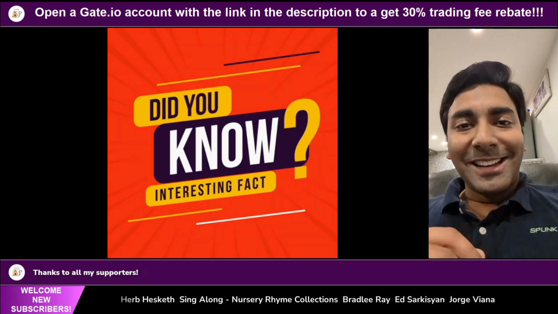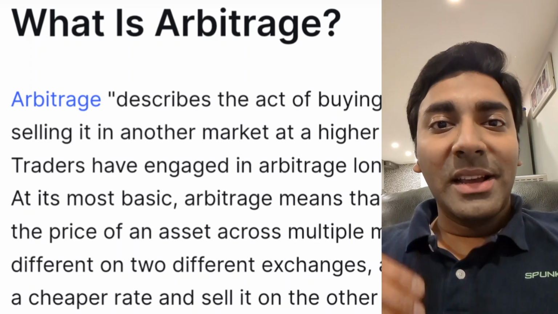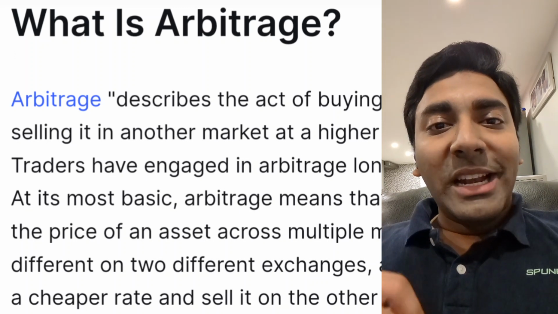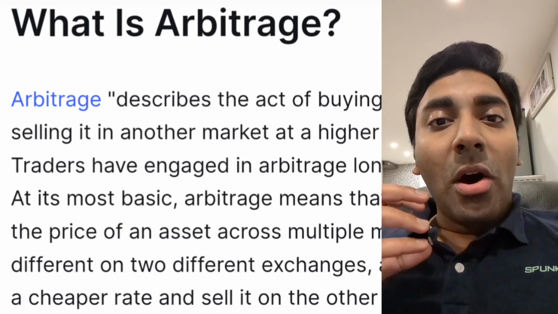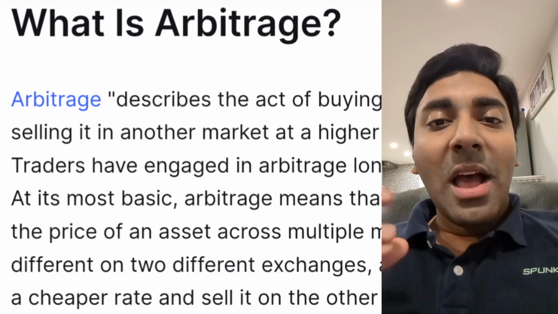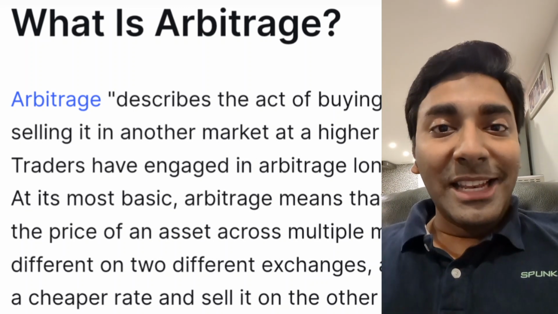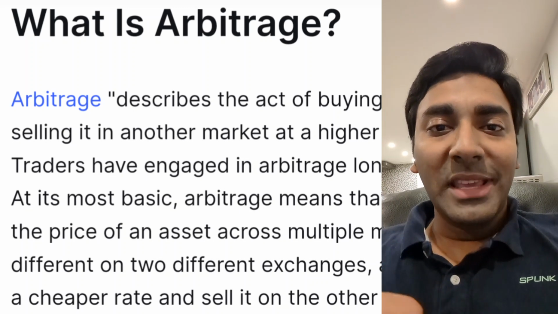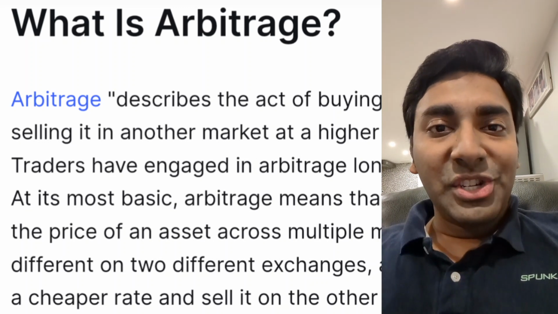So let's get started. If you're trying to make money in the bear market or the sideways market, as we are right now, you can use a technique called arbitrage, which is basically buying a commodity or a stock or a crypto asset on one exchange at a lower price and then selling it on another exchange for a higher price to profit from the gains. So this is basically the simple gist of what arbitrage trading is.